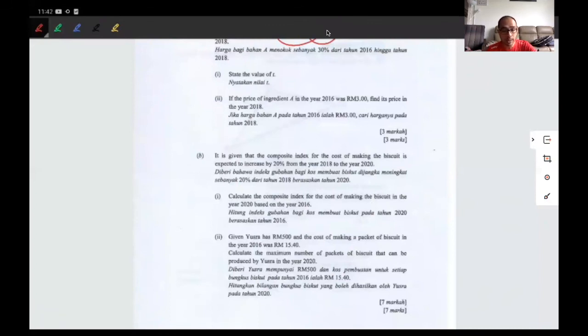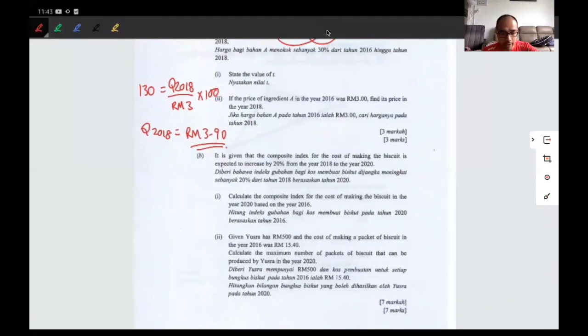So since you know that it's 130, and you know that the 2018 price I don't know, okay, so this is 3 ringgit times 100. So I'll get the price of 2018 will be 3 ringgit 90 cents. Okay, nothing much over here. If you understand how to do index number, this should be okay.